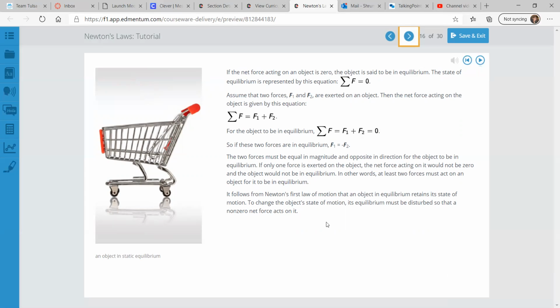If only one force is exerted on the object, the net force acting on it would not be zero, and the object would not be in equilibrium. In other words, at least two forces must act on an object for it to be in equilibrium. It follows from Newton's first law of motion that an object in equilibrium retains its state of motion. To change the object's state of motion, its equilibrium must be disturbed so that a non-zero net force acts on it.